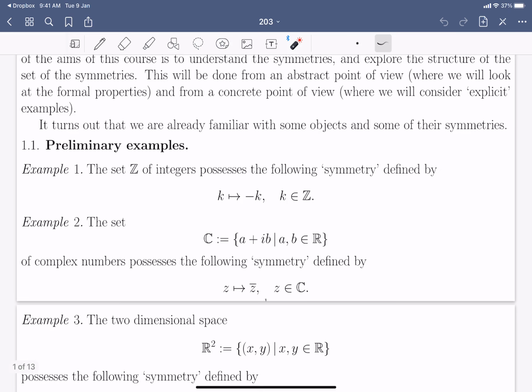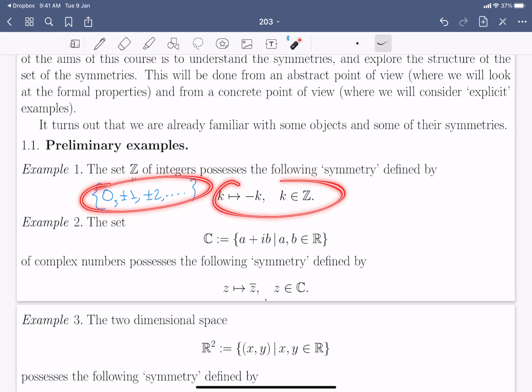So let's try to have a few examples. For instance, if we consider Z, this is the set of integers. This is something that you already know, I suppose. The set of integers consists of 0, plus minus 1, plus minus 2 and so on. So this possesses the following symmetry. You pick up an integer and replace it by its negative. With that process, you don't make any change here, right?